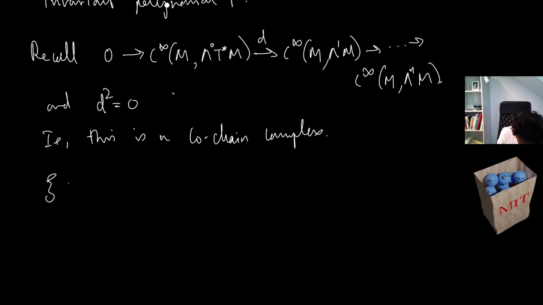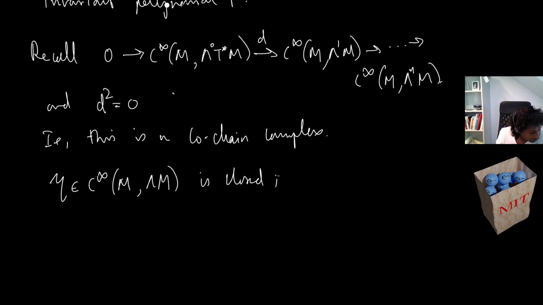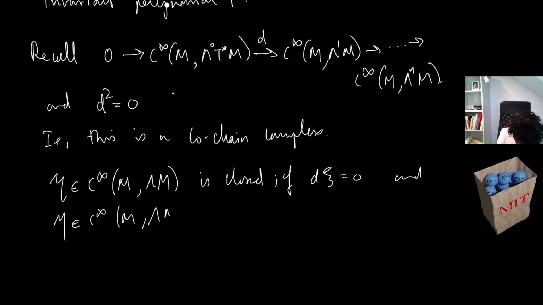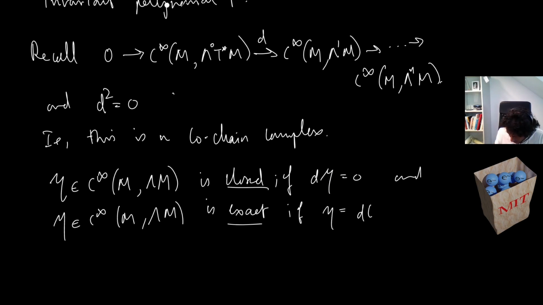So we say psi, well, psi is maybe bad notation because we used it before. So let's say that this is, recall that this is closed if d psi is 0, and it is exact if this eta is equal to some d theta. There exists theta.